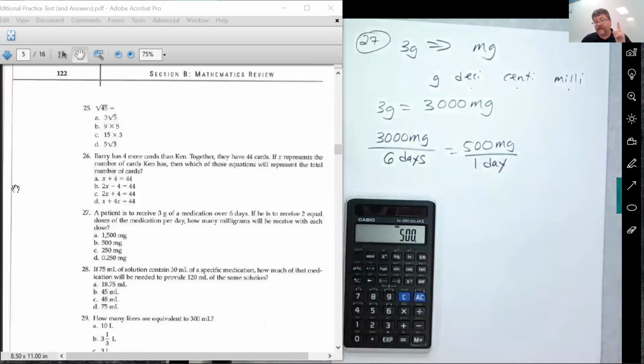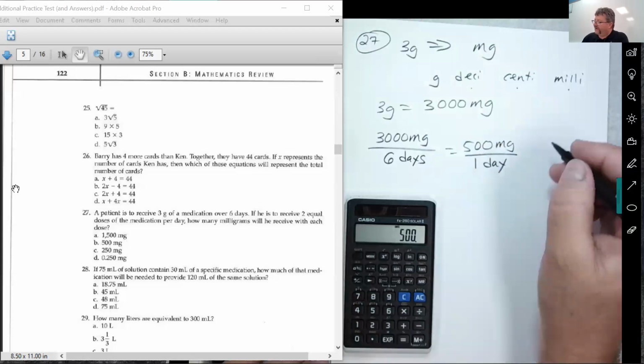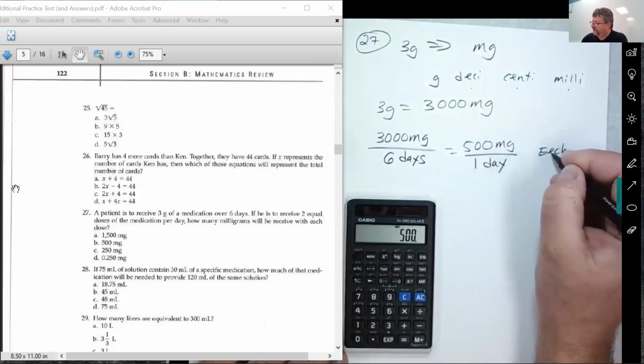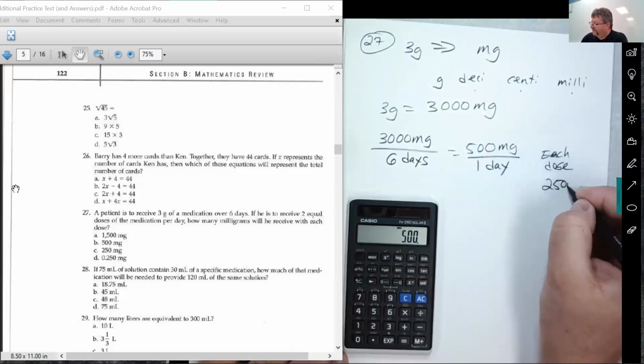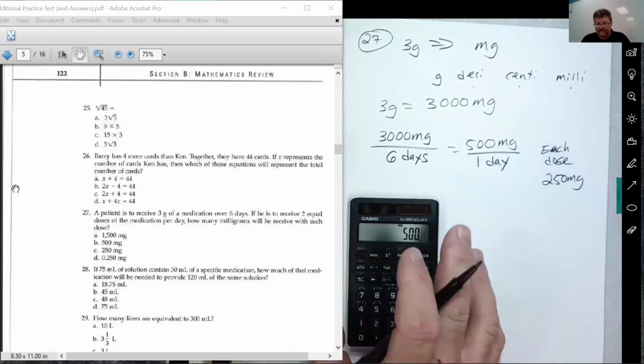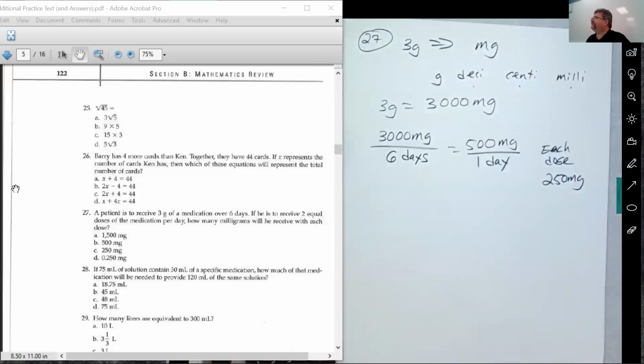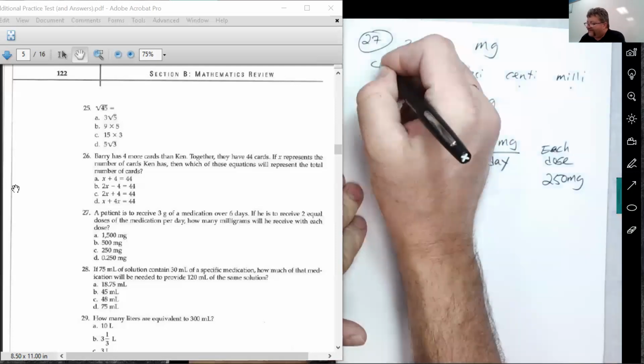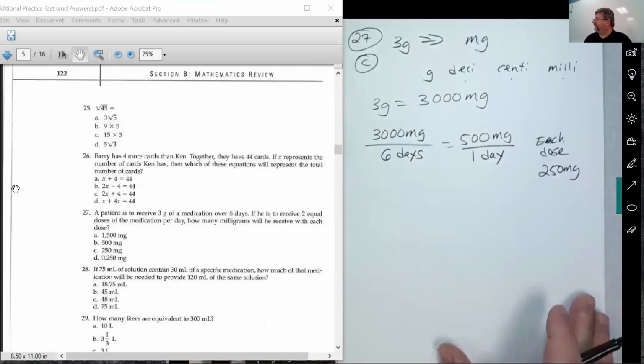So 500 milligrams in 1 day, okay, but what's the question? The question says he's going to get 2 doses each day. How much does he get for each dose? So I got to cut that 500 in half, right? That's 500 for the whole day. So each dose, I could write it, would really be helpful, is half of that 500, so it's going to be 250. If we scope out our choices here for our answer, it's going to be choice C, 250 milligrams.